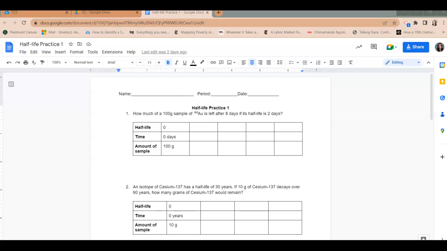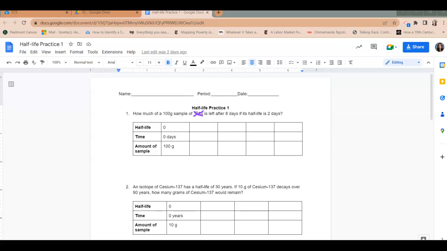The question asks, how much of a 100-gram sample of 198 AU is left after 8 days if its half-life is 2 days? So when you first read this, there's a lot of numbers, a lot of letters there. First thing I'm going to tell you to do is cross out the element here. This is really just used for context. It's not needed in the actual problem itself.